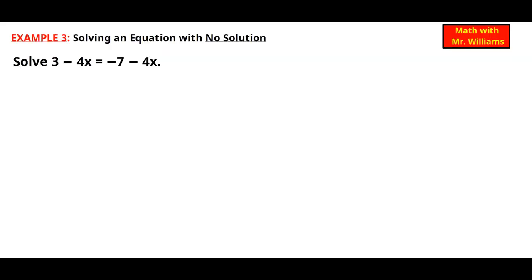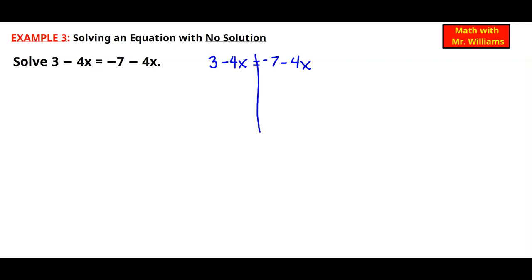Math with Mr. Williams, example 3. Solving an equation with no solution. Solve 3 minus 4x equals negative 7 minus 4x. So let's go ahead and rewrite our equation. Okay, so let's go ahead and cancel out as far as like terms. I like to start with that variable.